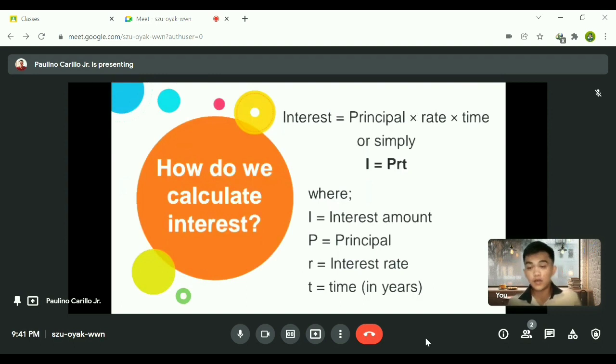How do we calculate interest? Interest is equal to principal times rate times time, or simply I = PRT, where I is equal to the interest amount, P is equal to principal, R is equal to the interest rate, and T is equal to time, and time is measured in years.